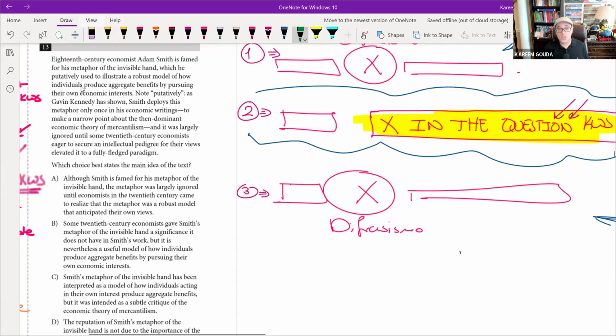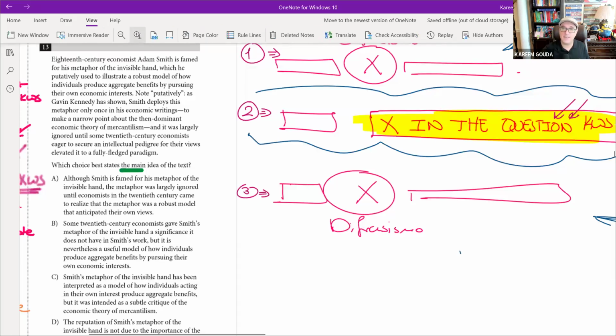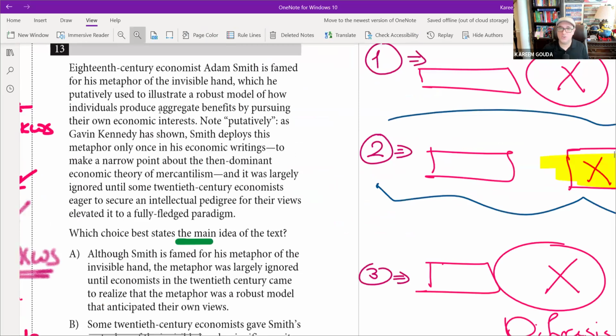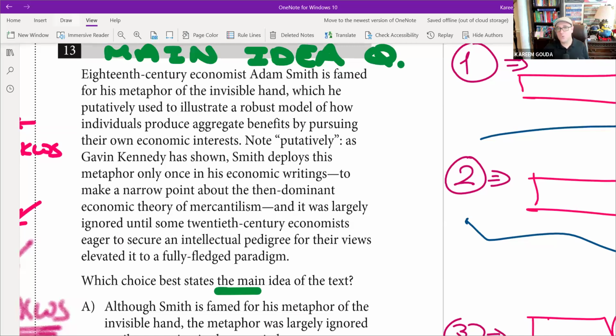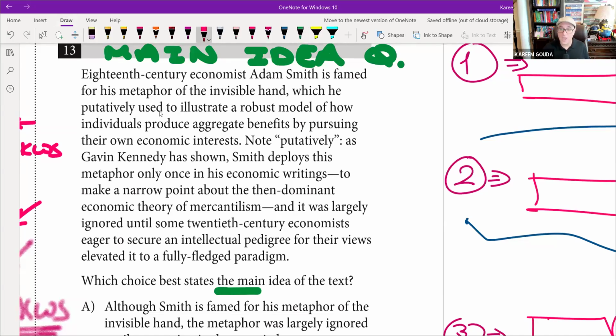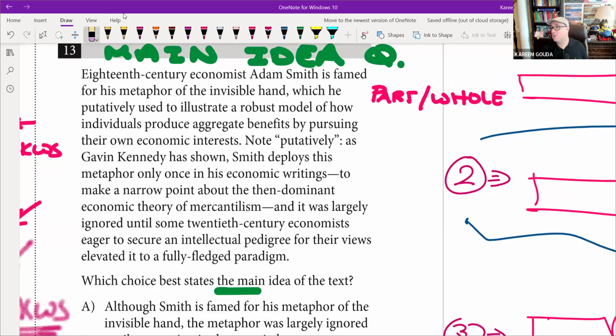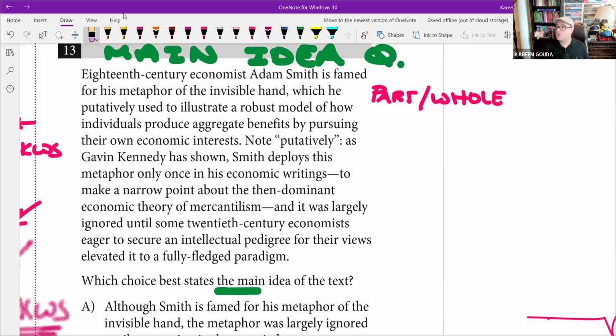So the question says, which choice best states the main idea of the text? All right, so now I know we have a main idea question. So let's just zoom in here. This is a main idea question. Basically, when we have a main idea question, we use two different skills a lot. The first one is something we call part-whole skill.